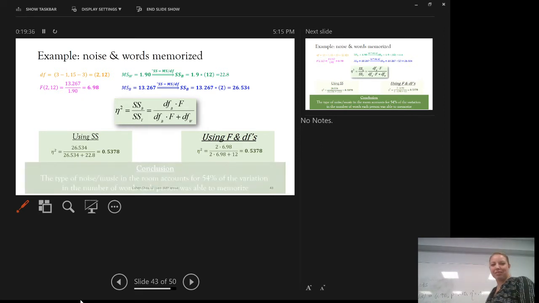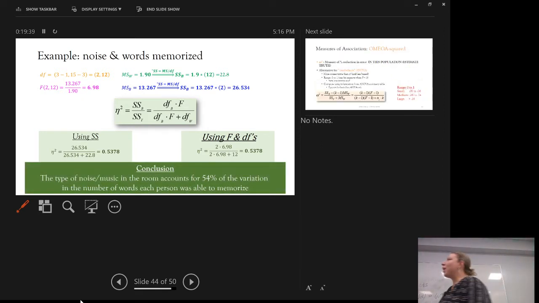Just 2 decimal places. Okay. So the way that you can put in language what the eta squared means: the eta squared is the percent, remember it's between 0 and 100%. It's the percent of variation, or variance, in the outcome continuous variable that is explained by the grouping variable. So in this one, we'd say the type of noise or music in the room is responsible for over half of the variation in the number of words memorized.